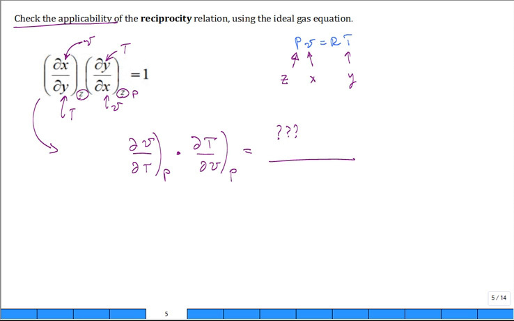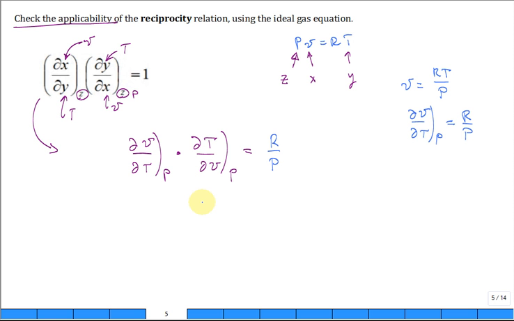So what you have to do is compute this derivative. Take the equation V is equal to RT over P. True? Now, what is the partial of V with respect to T holding pressure constant? R over P. Do you agree? So it's equal to R over P.